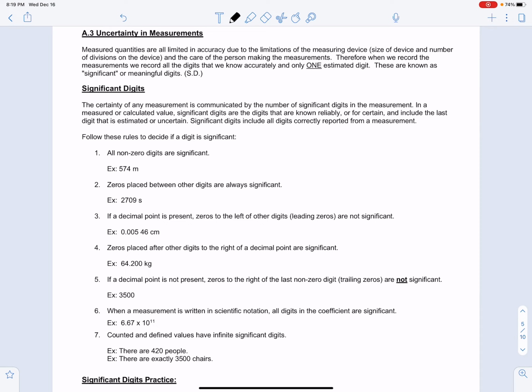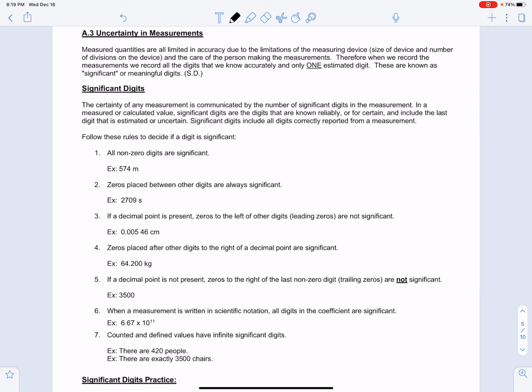It's also limited to the care of the person making the measurement. So if you carefully measure, your numbers will be more accurate. And if you are not careful, your numbers will be less accurate. Therefore, when we record our measurements, we record all the digits that we know accurately and only one estimated digit. These are known as significant or meaningful digits.